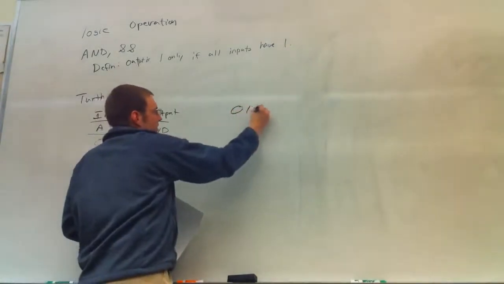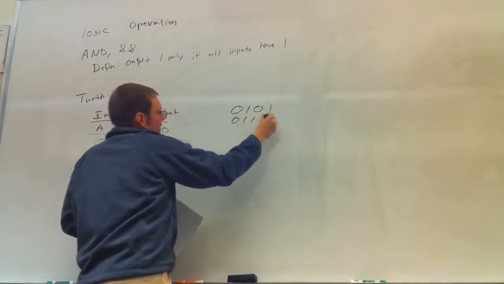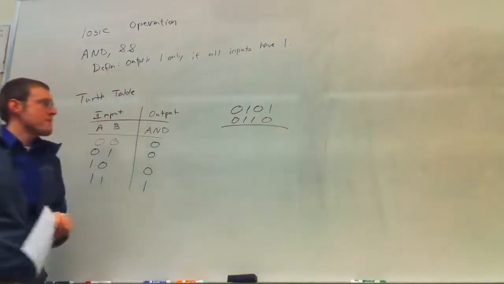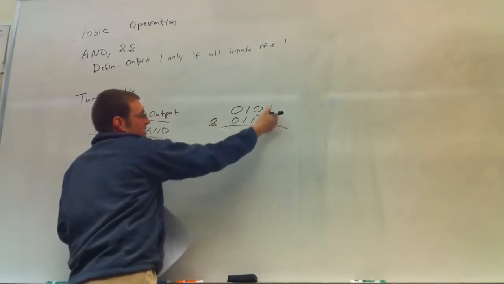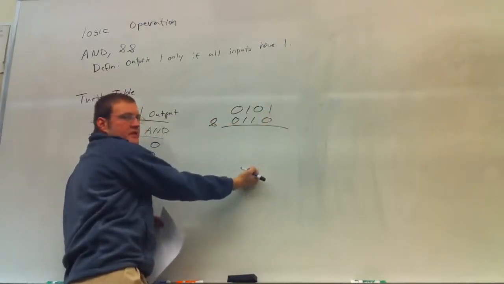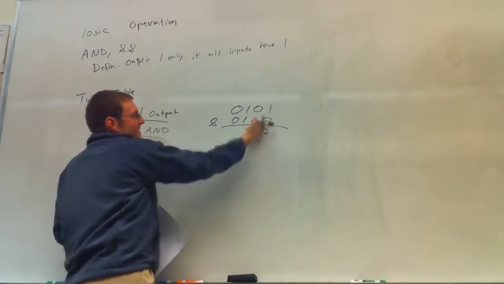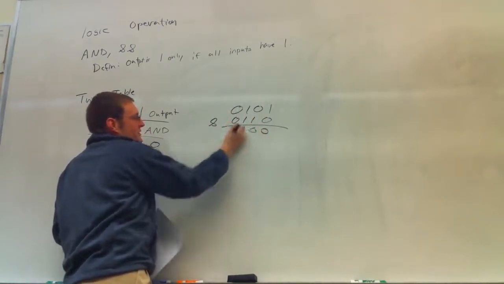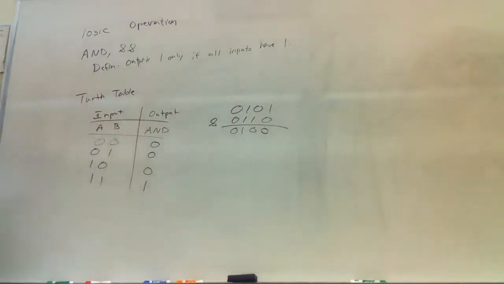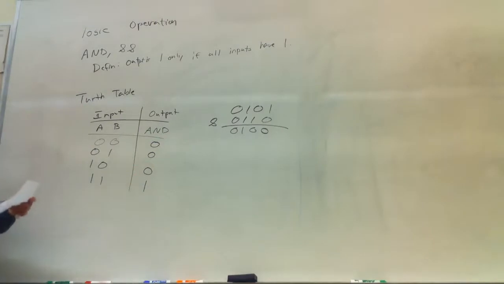So if I take this number and this, some random bits, we're going to AND this together. 1 and 1 is 1. 0. Right. 1 and 1 is 0. 1 and 1 is 1. 0 and 0 is 0. So this is the ANDing operation of these two numbers together.